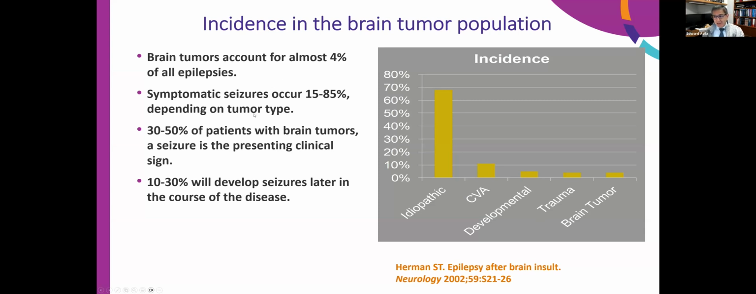That being said, the incidence when you have a brain tumor is pretty high because it's a focal brain lesion that generally grows or changes, and is subject to treatments like surgery or radiation, which can also increase your risk of seizures over time. But for patients with brain tumors, about 30 to 50% of them present with a seizure as their first clinical symptom, and 10 to 30% will develop seizures later in the course of the disease. So for patients with brain tumors, seizures are generally part of the disease.